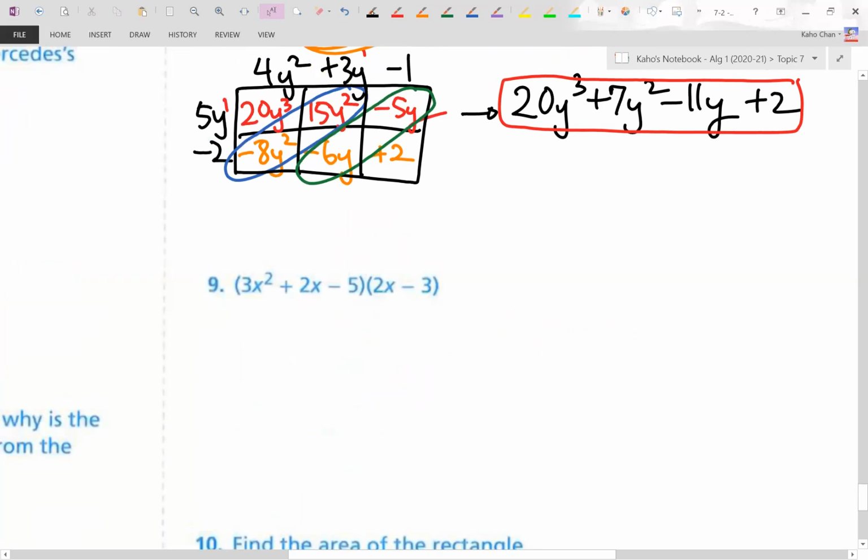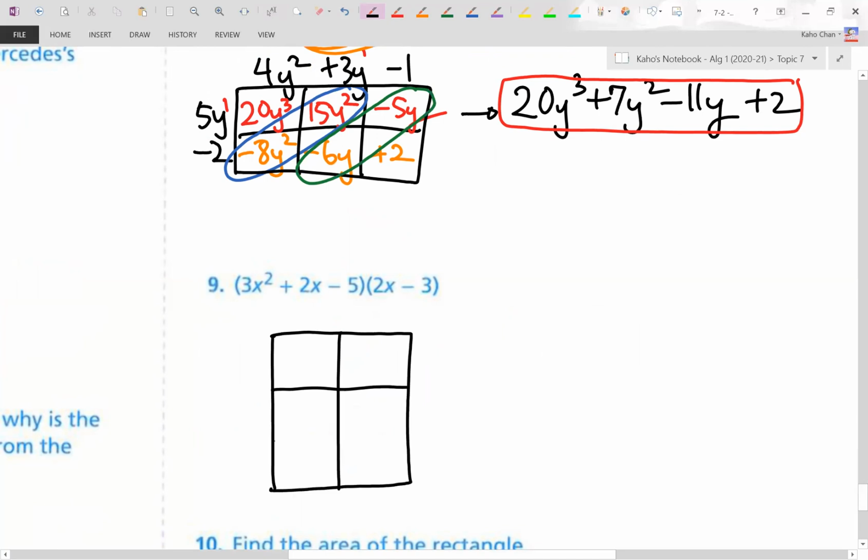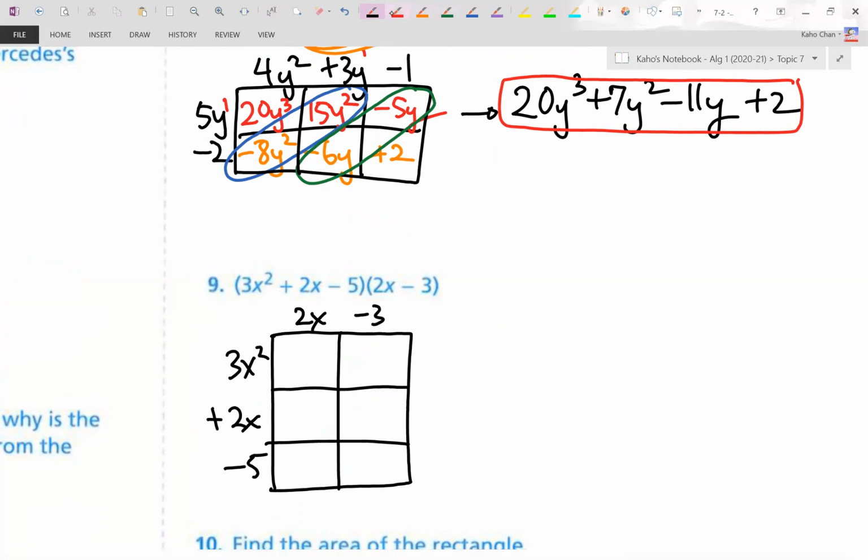Number 9. It's a 3 by 2. Okay, I'll just do it this way. 3x squared, 2x minus 5, 2x minus 3. Let's do it. All right. 3 times 2 is 6, x to the third right there. 3x squared times negative 3 is negative 9x squared. Nice for the first row.